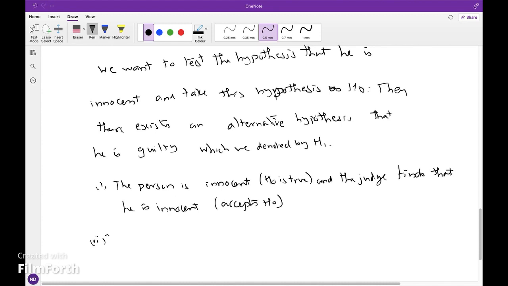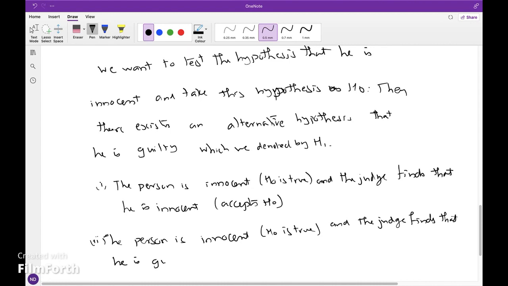Case 2, the person is innocent, that means H0 is true, and the judge finds that he is guilty. Reject the null hypothesis.